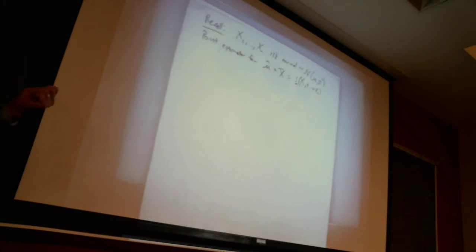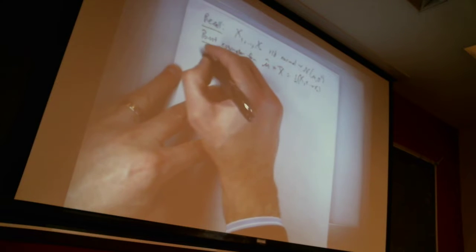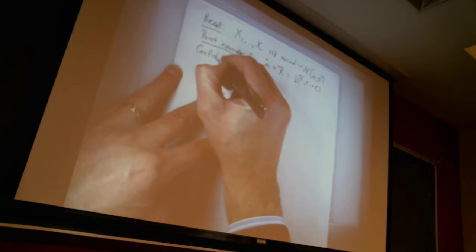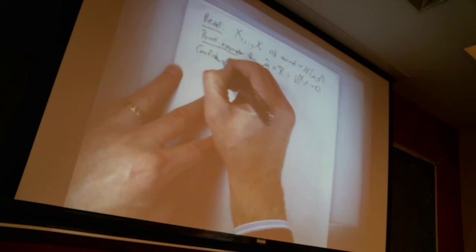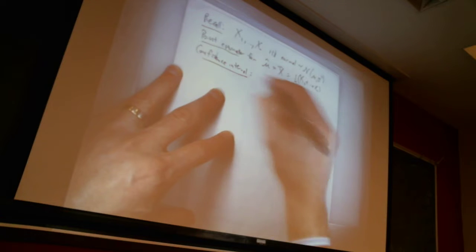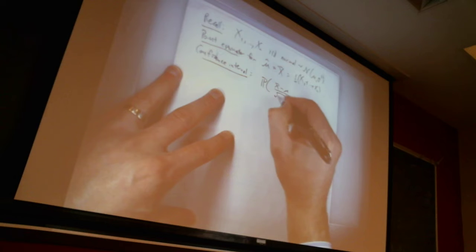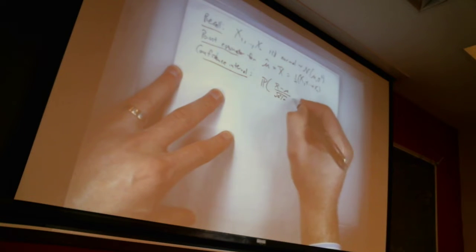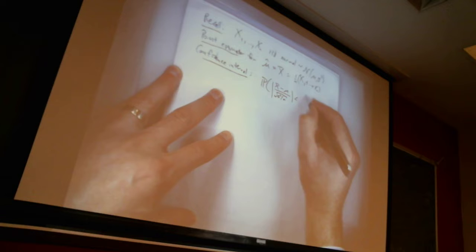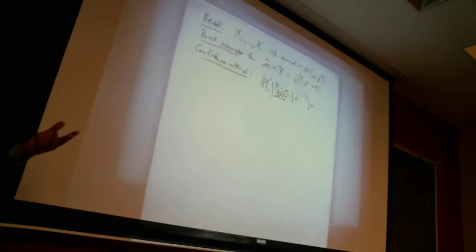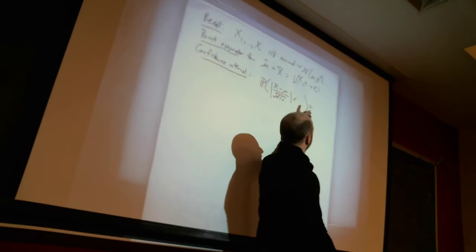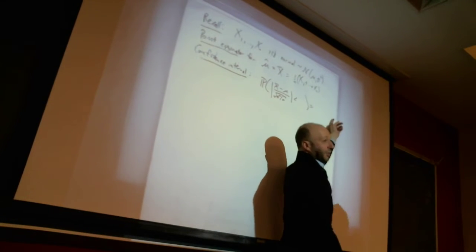But of course, we want to be able to say much more. We want confidence intervals now. So instead of a point estimator, now we want a confidence interval. And the confidence interval is the observation that the probability that x bar minus mu divided by the square root of sigma squared over n is bounded by some number is equal to the integral from minus that number to that number of the Gaussian density.